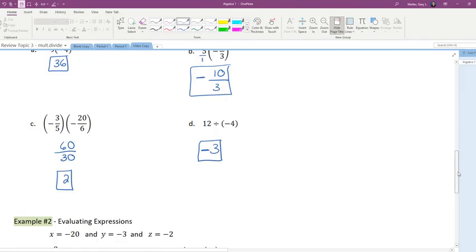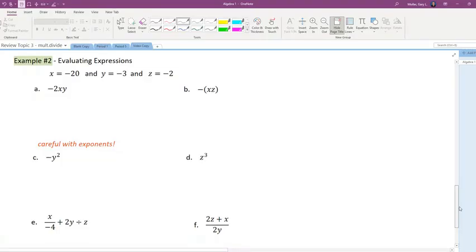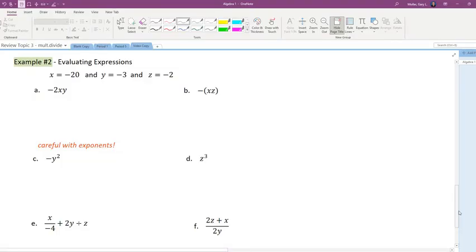All right, next one. Same basic idea, except this time we're going to be evaluating expressions. And if you remember, the difference between this and what we just did is very small. But first, what this is implying is we need to plug in the known quantity into the variable and then simplify the answer that we get.